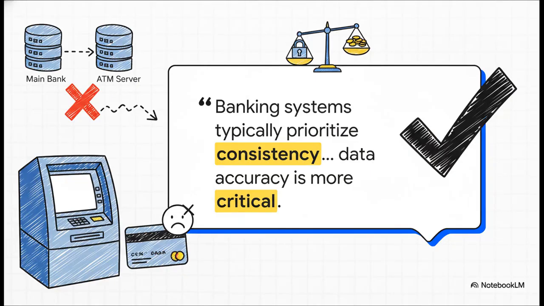Think about your bank. If the ATM's connection to the main server goes down, a CP system makes a tough choice. It will refuse to give you cash because it would rather be unavailable than risk giving you money it can't 100% confirm you actually have. For a bank, being correct is more important than being online.